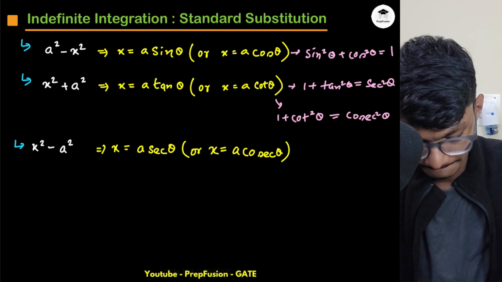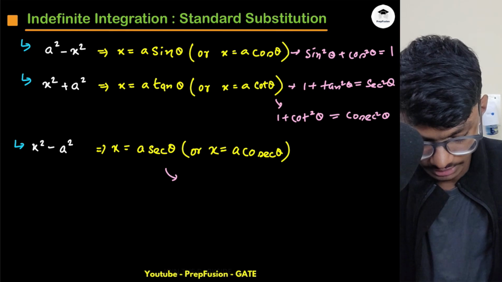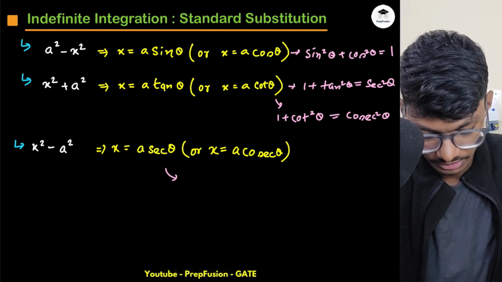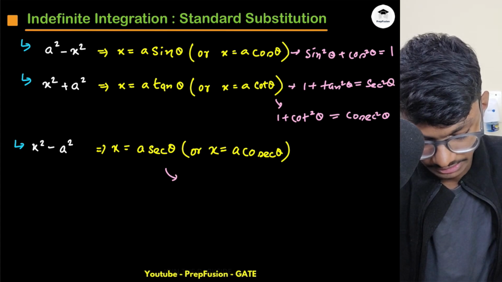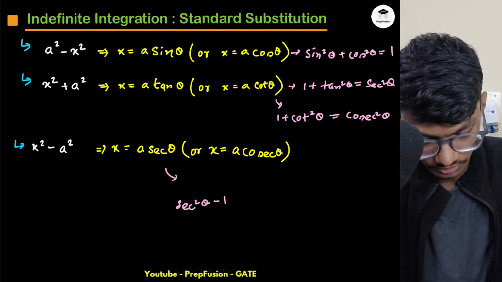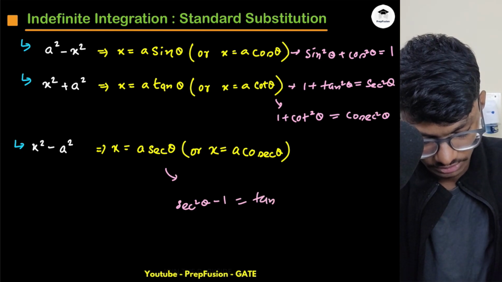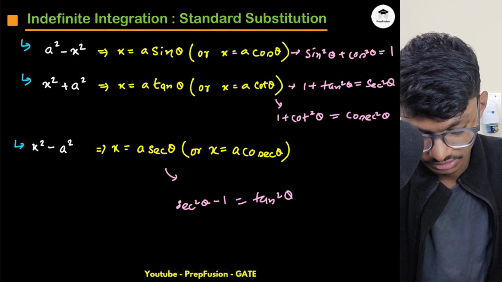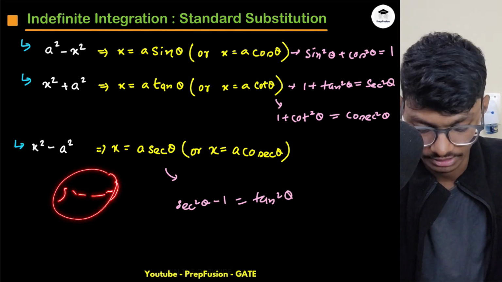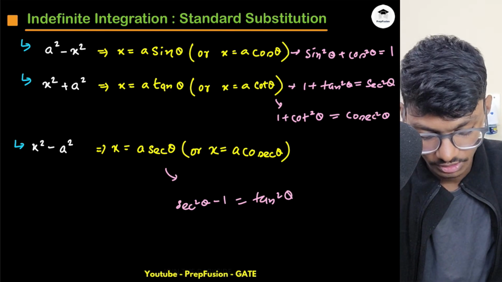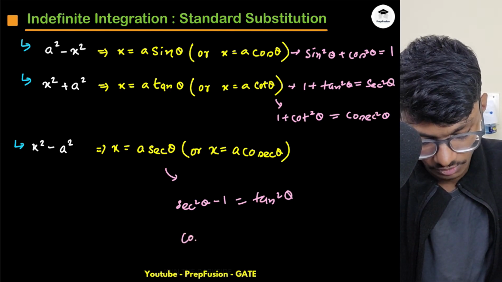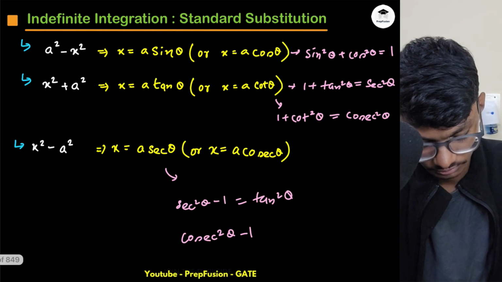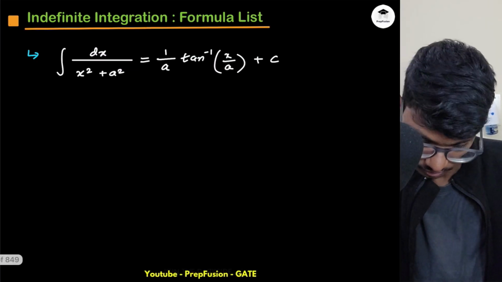And this we can write in terms of sec theta now: sec square theta minus 1 equals tan square theta. So this is what will be substituted. Basically here I will replace x with a sec theta, then take a square common, giving sec square theta minus 1, and this will be replaced with tan square theta. Or you can write cosec square theta minus 1 equals cot square theta. Okay, so this is how you do it.